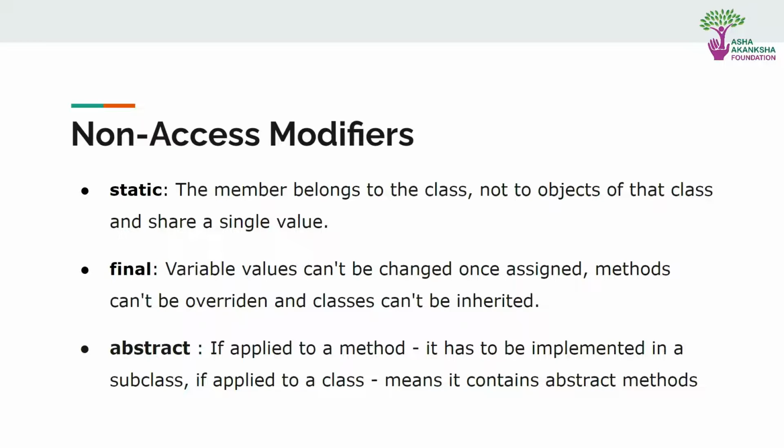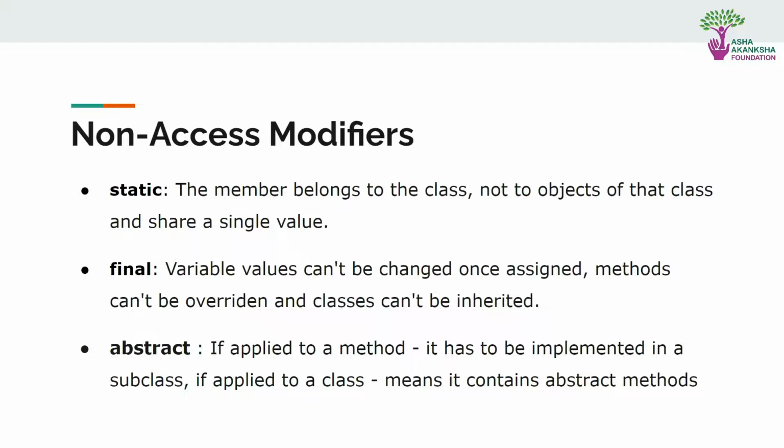Then is final. Variable values cannot be changed when assigned. Basically we are locking a value to that variable. So if we assign a variable x as 5 and give it the modifier final, after that we cannot ever change the value of x. It would be locked as 5.